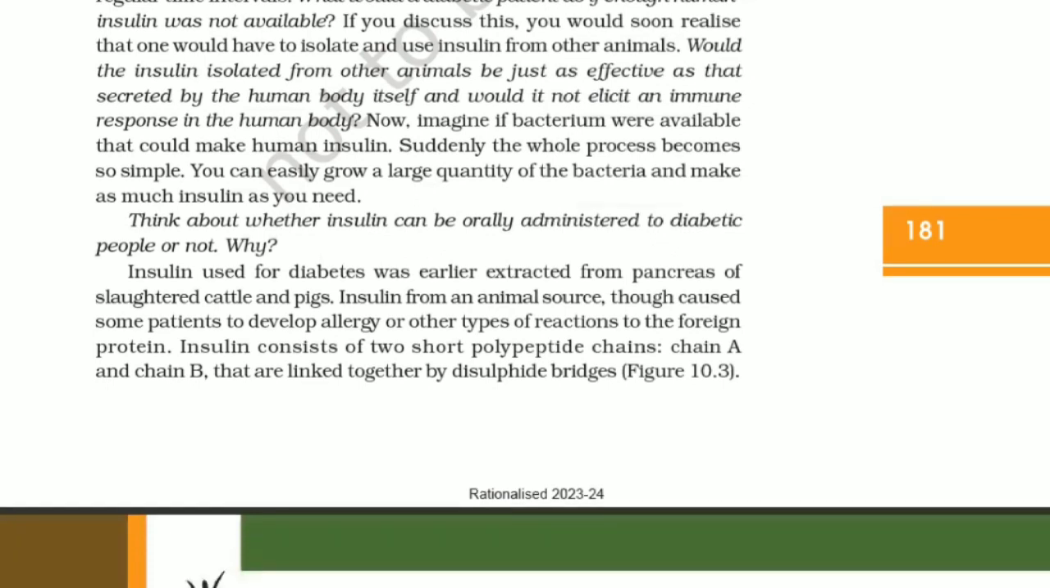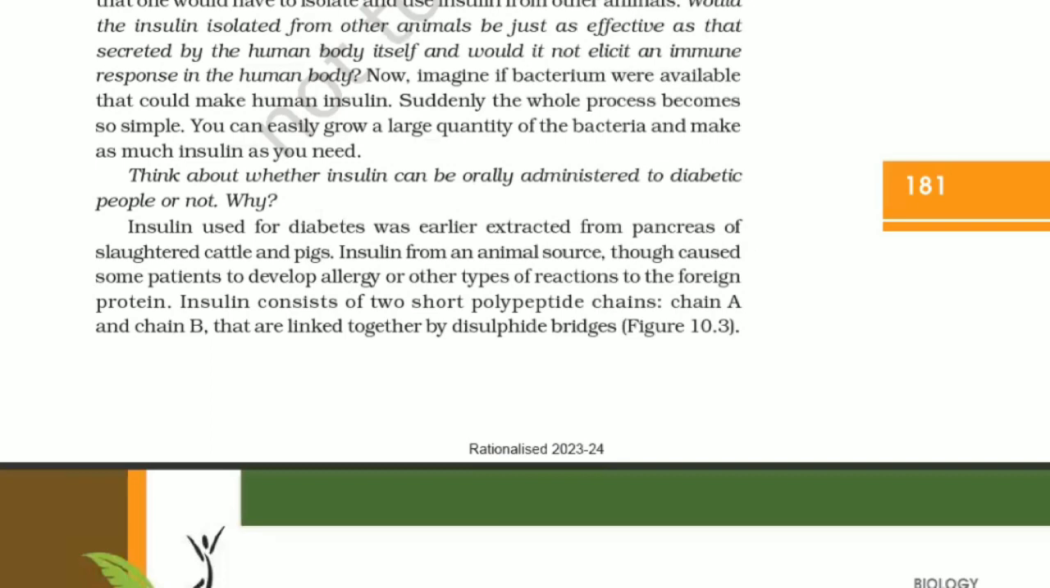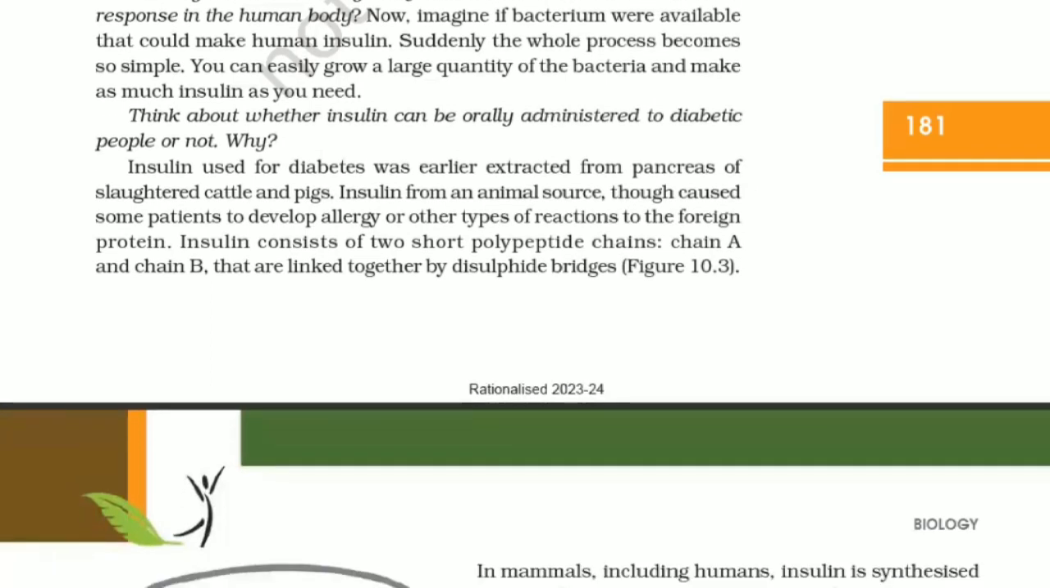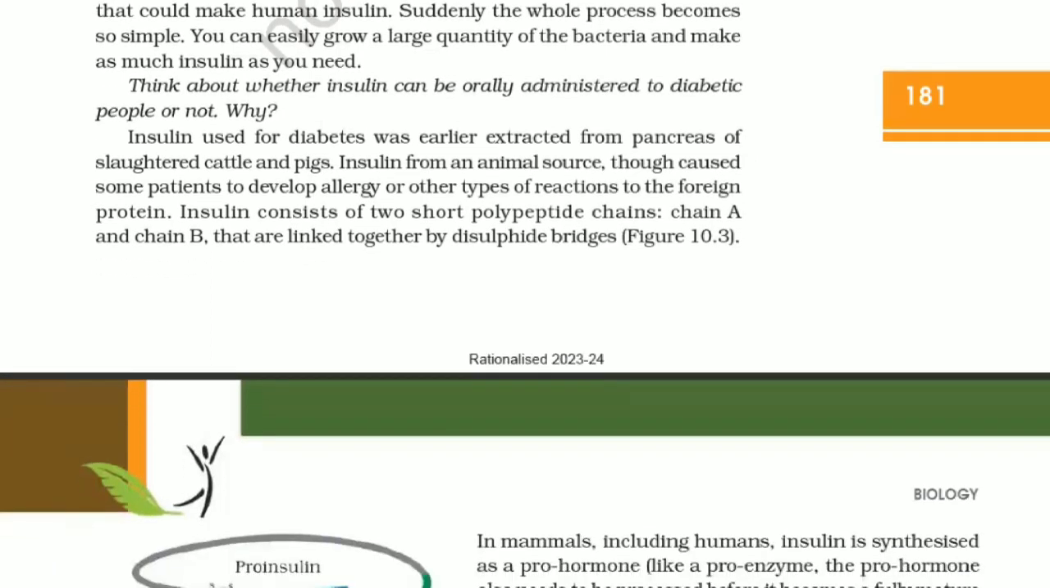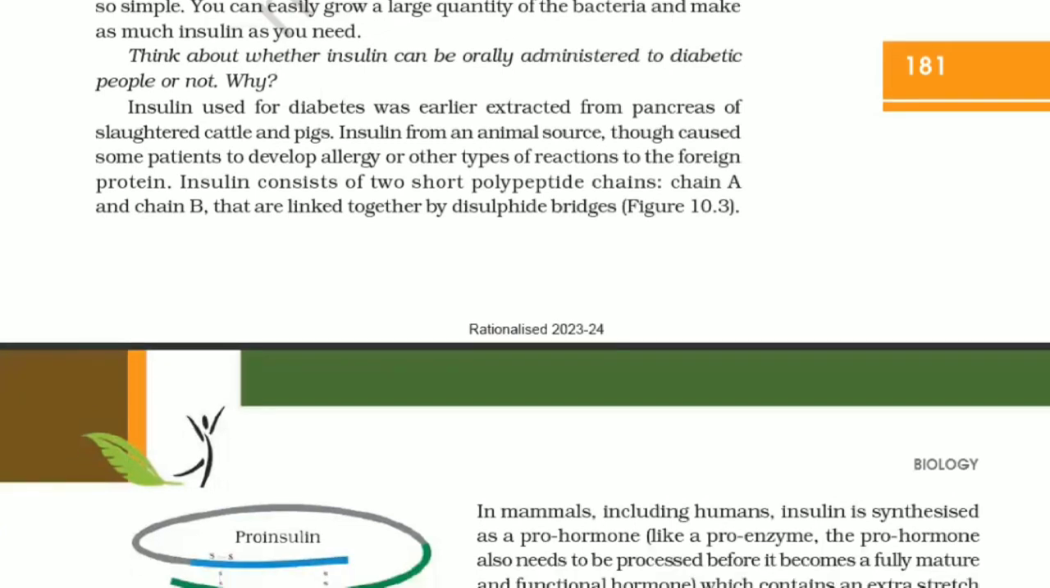Now, imagine if bacteria were available that could make human insulin. Suddenly, the whole process becomes so simple. You can easily grow a large quantity of the bacteria and make as much insulin as you need. Think about whether insulin can be orally administered to diabetic people or not.